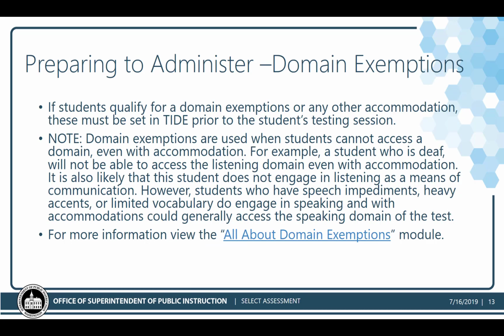For students whose disabilities may preclude them from participating in a specific language domain, domain exemptions are an option. Please review the All About Domain Exemptions guidance for more information. If a student does qualify for domain exemption, the exemption will need to be coded in TIDE prior to the onset of testing.